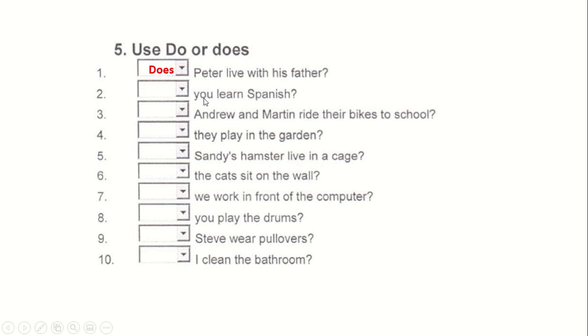Okay, number 2. Space, you learn Spanish. So, what should we use? Do or does? Okay, we need to think first. Here, we look at the subject, الفاعل. It's you. So, we use do. Excellent. Now, also, I advise you to stop the video, pause the video, answer questions from 3 to 10, and then let's go back. We'll come back to check the answers together.